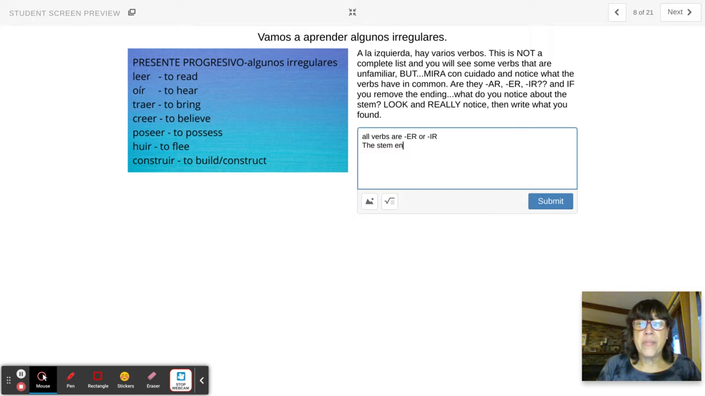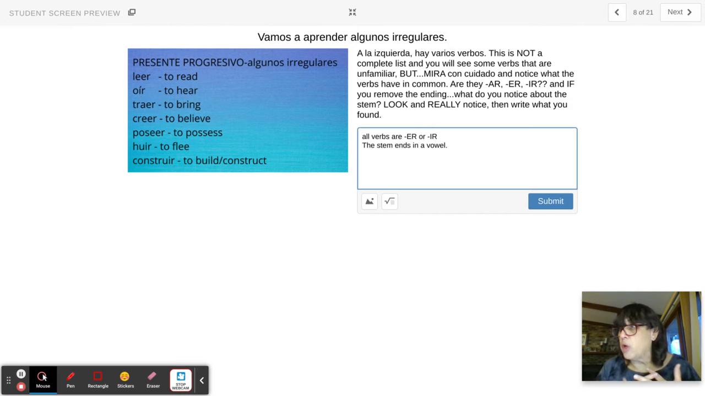The stem ends in a vowel. E, O, A, E, U. Okay, it ends in a vowel. Every time I take off the stem, it ends in a vowel.